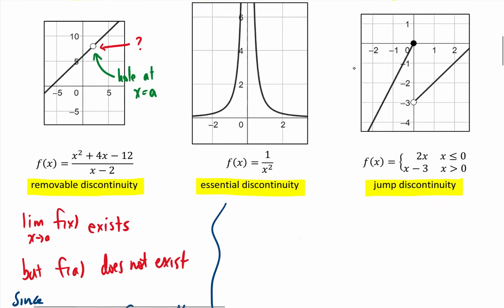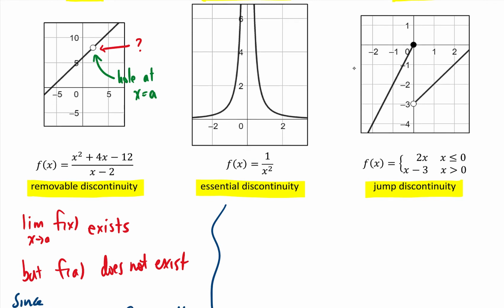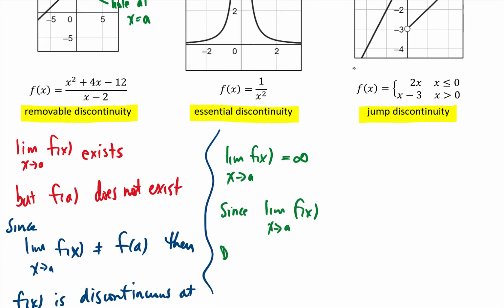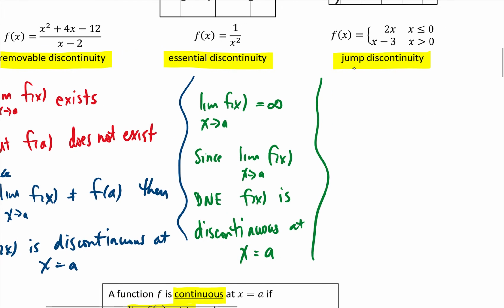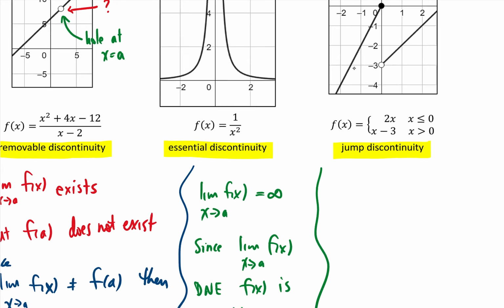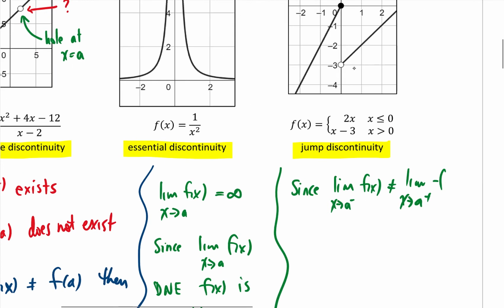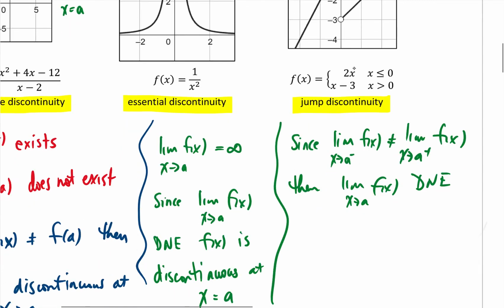Second one, we can see it fails the very first condition. The limit as x approaches a, and in this case 0, of f of x, we see that approaches infinity, which means the limit does not exist. And finally, the last one. Again, same as the second one, the limit does not exist. And we can see that by the left and right hand limits. So therefore, this is also discontinuous at x equals a.